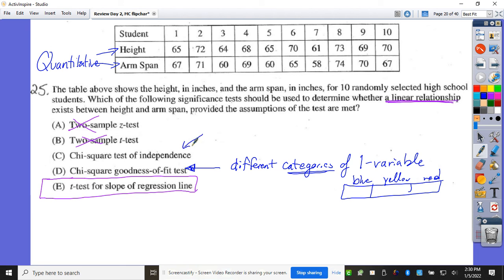What would it look like with a chi-square test of independence? If I'm testing independence, how many variables do I have? 2. What kind of variables are they? Categorical or quantitative? Okay, go past that. What would visually my data look like? It wouldn't look like this. It would specifically be a two-way table. And to do a two-way table, it's categorical data.